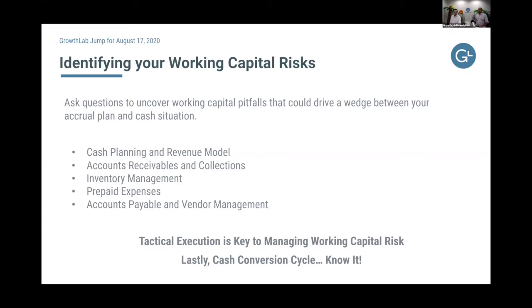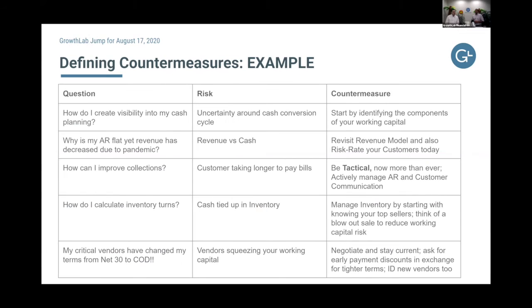So let's take a look at some of the questions that customers do ask, and what are the underlying risks, and what are some of the things.